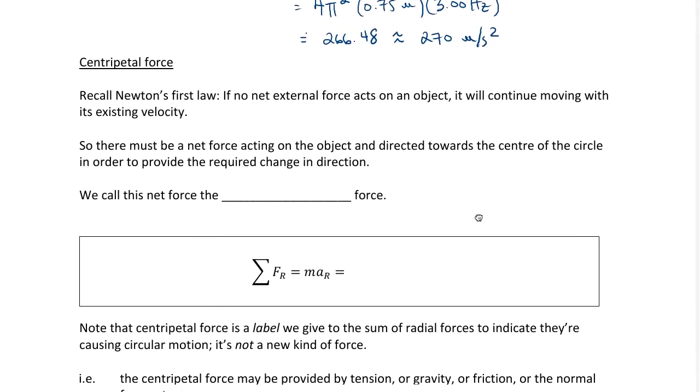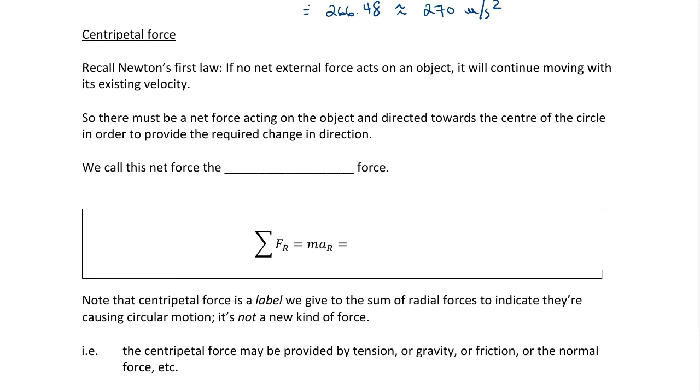Now, we've hinted at this already when talking about the string, but Newton's first law says that if there's no net external force acting on an object, it's going to continue moving with its existing velocity. But we want the velocity to keep changing in circular motion. So there's got to be a net force acting on the object, pointing towards the center of the circle, in the direction that we've said the centripetal acceleration is, in order to provide that centripetal acceleration to change the direction. And not surprisingly, we call the net force the centripetal force.